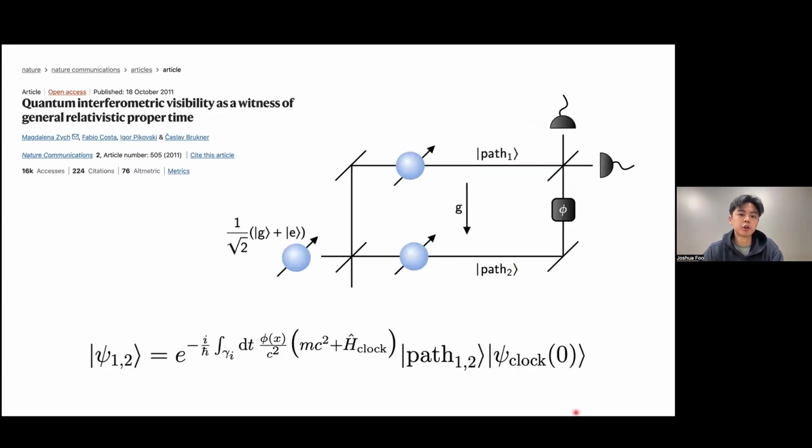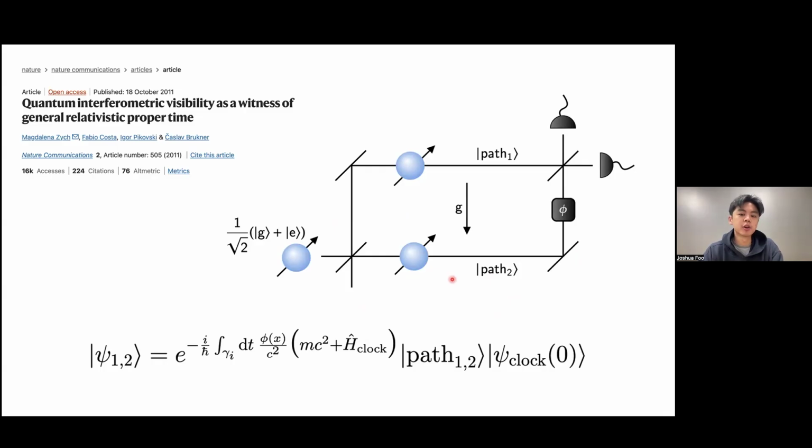So the first proposal to probe features of proper time going beyond this description appeared in 2011 in the work of my former advisor, Magdalena, as well as her collaborators, Fabio, Igor, and Czaslaw. The idea behind this work is to consider an interference experiment with a clock in a superposition of different heights in a gravitational field. In the simplest terms, this clock can be modeled as a two-level system with evolving internal degrees of freedom. And due to the universal coupling of mass and energy to gravity, the clock evolves under a superposition of proper times in the different branches of the interferometer.